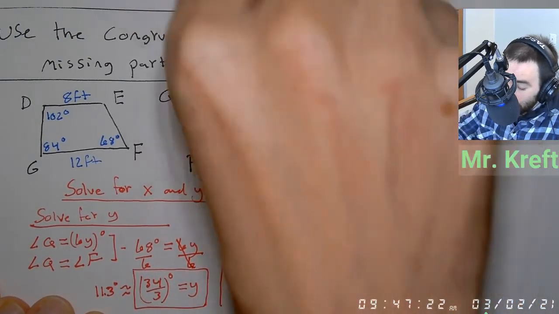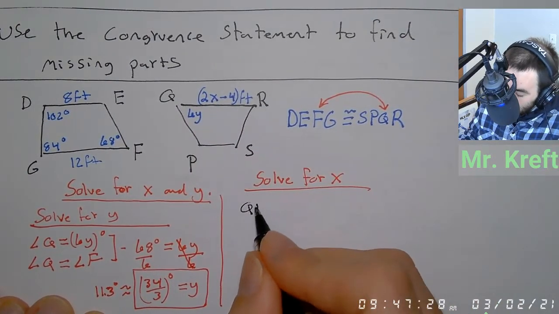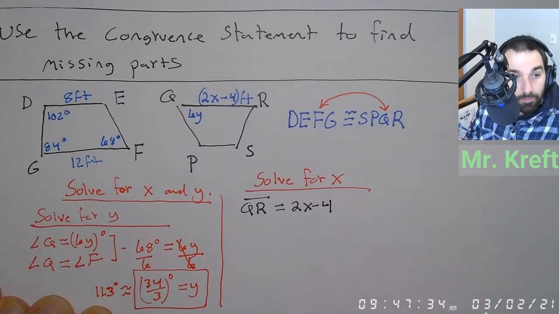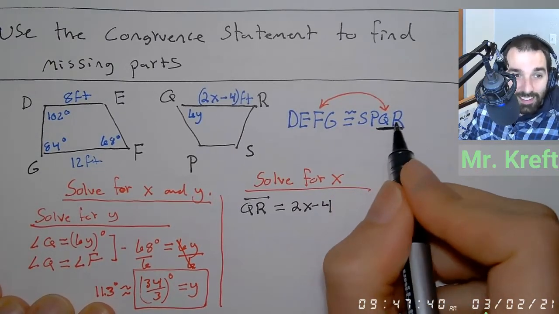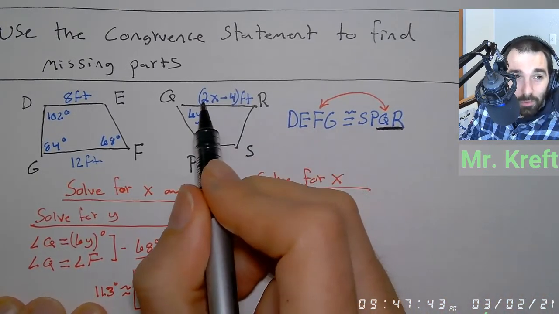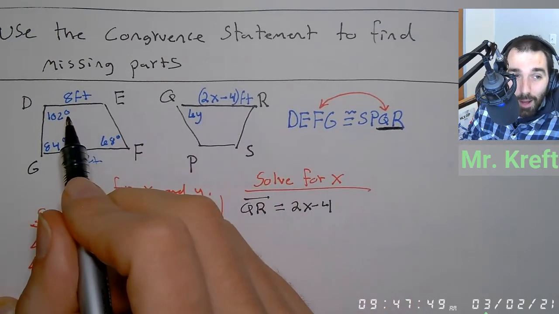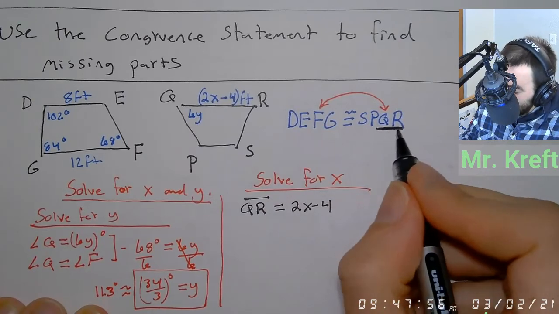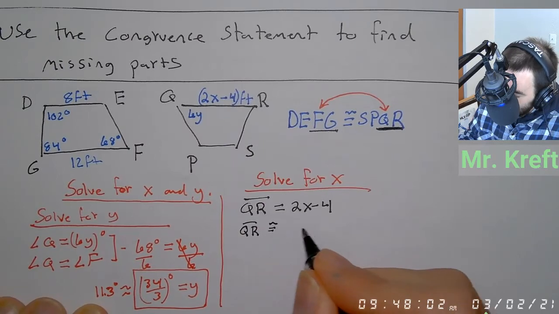Okay, so some things to note for solving with x. When I solve for x, I notice that x is on segment QR. So segment QR equals 2x minus 4. QR is the last two here. The reason you have to use this, guys, is because I bet a lot of you were like, oh, 2x minus 4 goes with 8 because they're both on the top. We can't do that, guys. You're going to use this. So QR is the last two. That goes with FG. So QR is congruent to segment FG.